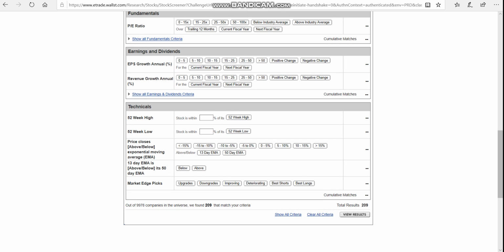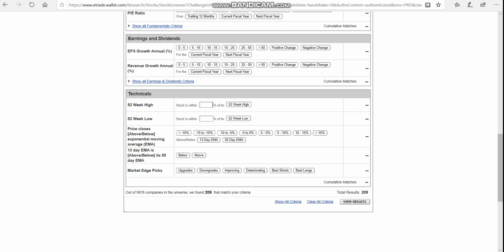And I do want it to be growing. So I do want it to be within its 52-week high. So I'll usually put about around 25% of its 52-week high. I don't really want it close to its 52-week low. So I have 209 results.